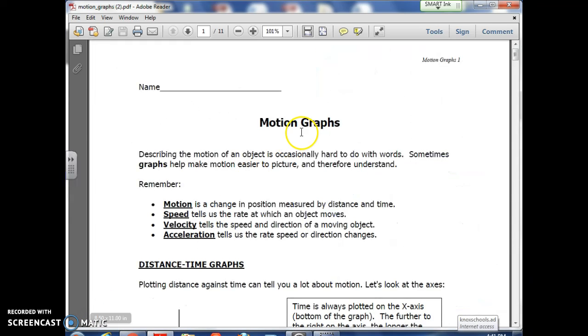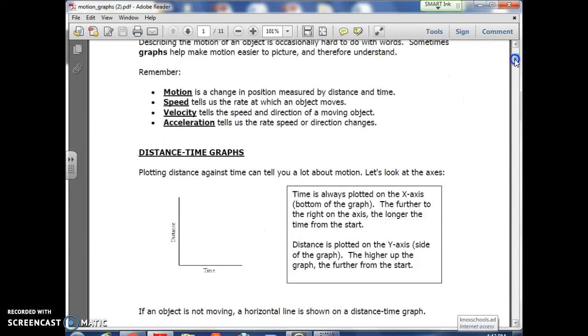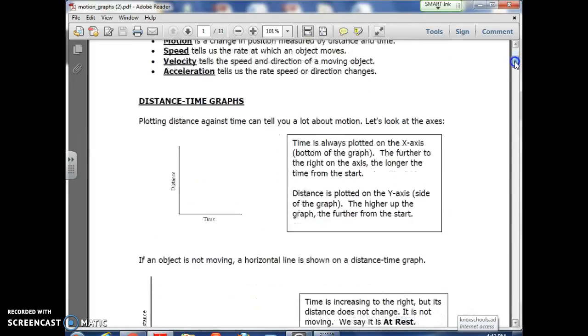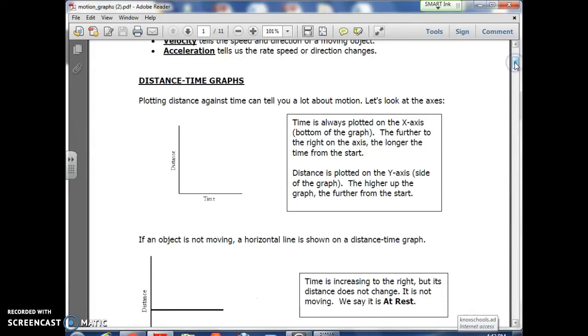Okay, so these are the kind of graphs we are going to look at. Motion graphs. So hopefully you picked up the packet off the end of the table as you came in this morning. If you didn't, go ahead and pick that up. But we're going to look at two kinds of motion graphs. First kind is a distance time graph.